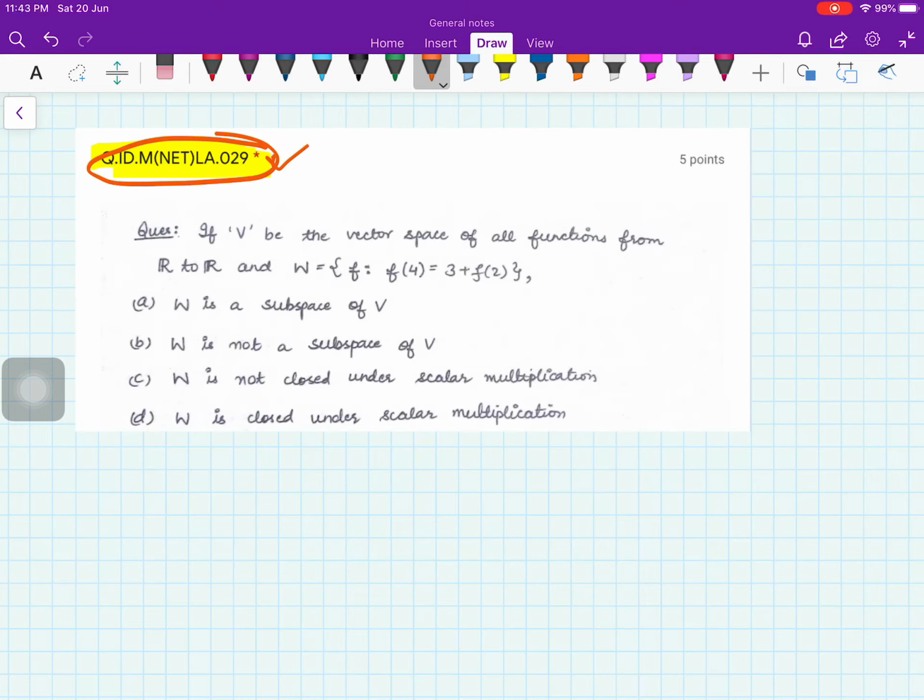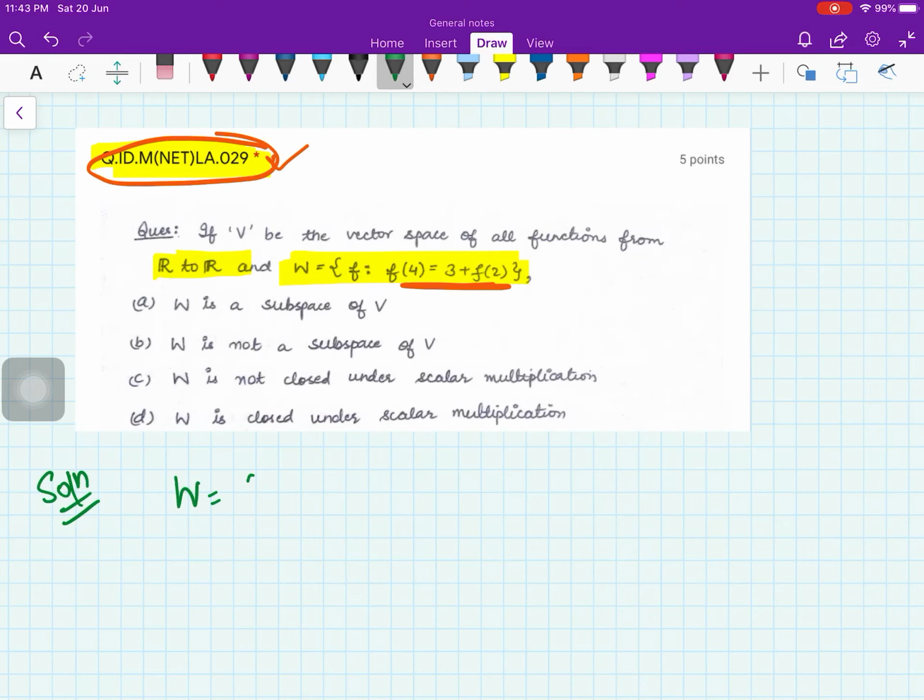Okay, so look at the question. The statement is, if V be a vector space of all functions from R to R, and W is a set defined like this, all those functions which are such that f(4) = 3 + f(2), then you have to see which one of the four options is correct. W is a subspace of V, W is not a subspace of V, W is not closed under scalar multiplication, W is closed under scalar multiplication. So you can have more than one option also. So let us do it.